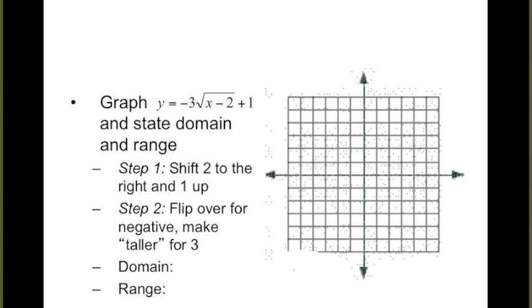So for this one, the first thing we want to do is take care of the shifting that occurs with the -2 and the +1. So with the x is going to go side to side and backwards. So this is going to go over to a +2.